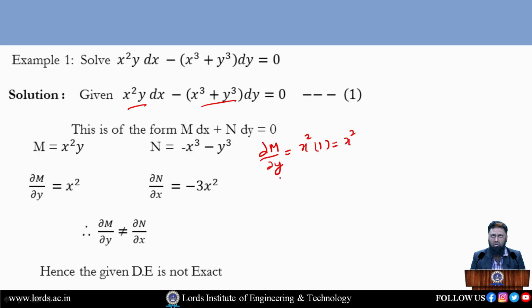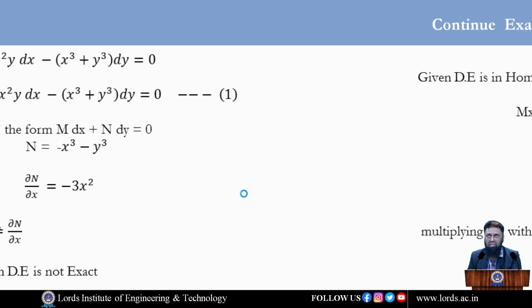Now come to del N by del x, partial differentiation of N with respect to x. Here you get minus 3x square minus 0, so you get minus 3x square. So del M by del y does not equal del N by del x. Hence the given differential equation is not exact. Now we have to make it exact, so we have to find the integrating factor.